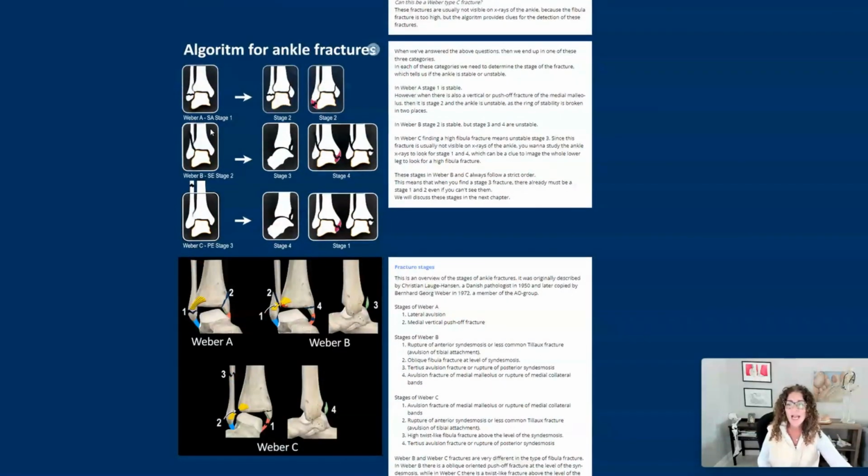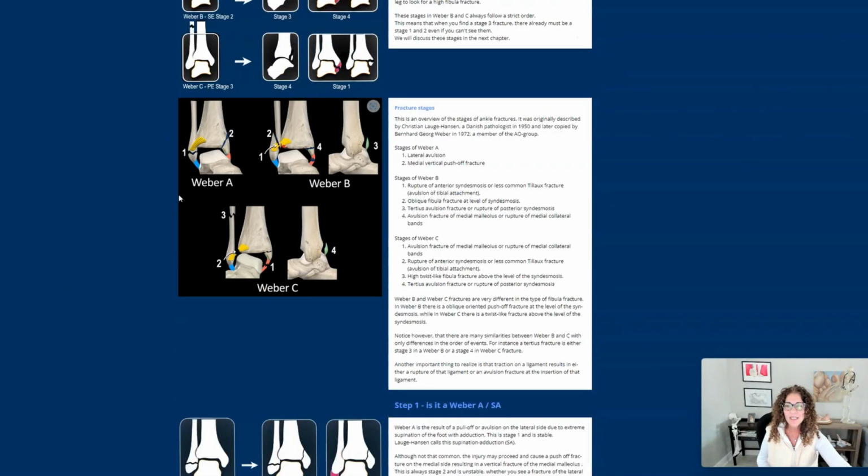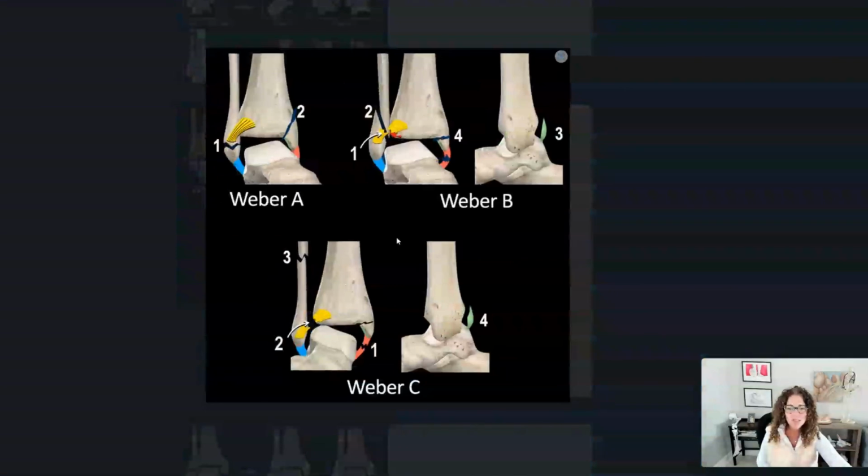But if we look at a Weber B injury and we think about the things that have to happen, they have this beautiful colored diagram of a Weber B injury. If you start with your anterior inferior tibiofibular ligament moving to your oblique fibular fracture, then they've got the lateral to show us our posterior malleolar stage 3, and stage 4 being a deltoid ligament injury.